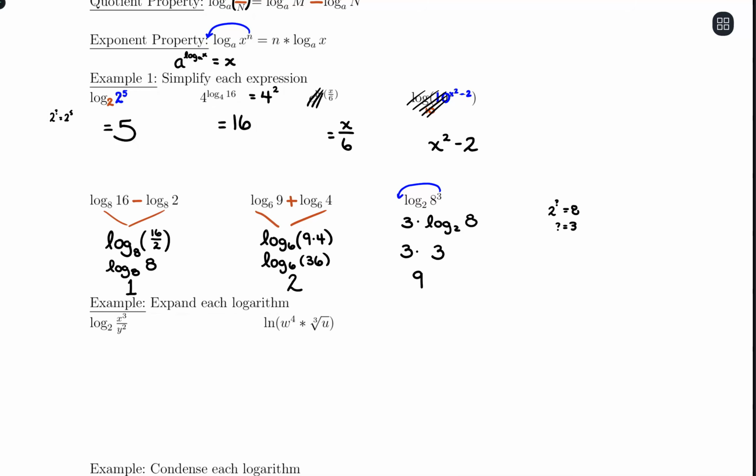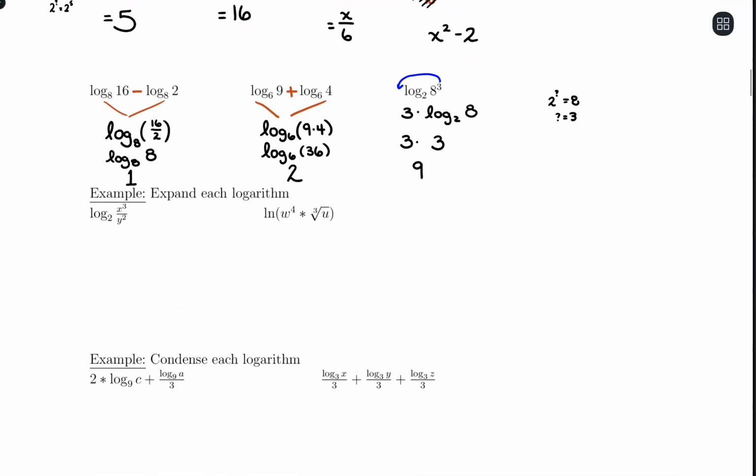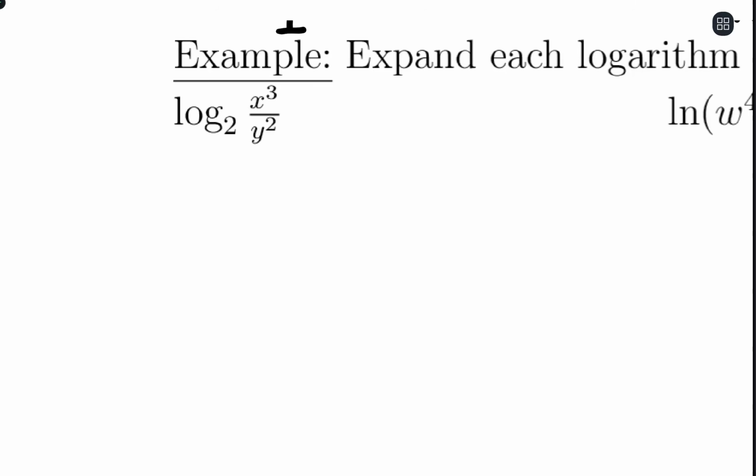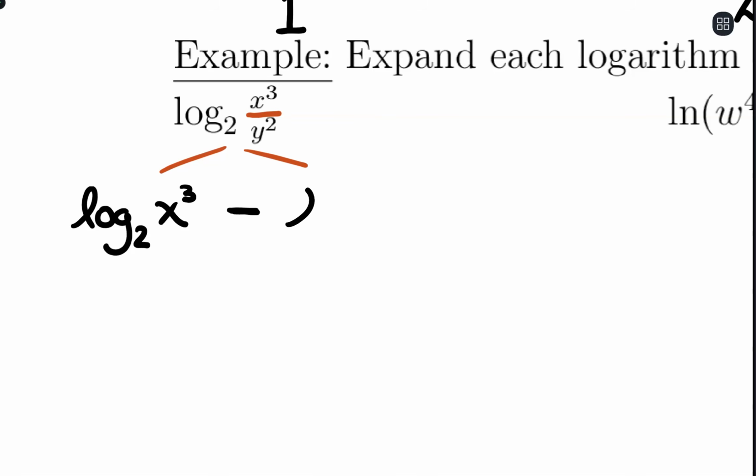Okay, so there's some ways of simplifying expressions. Now let's look at expanding expressions. So I have log base 2 of x cubed over y squared. So expanding, so we have a single logarithm with division in it. So what we can do is separate it out using subtraction. So all I'll do is take log base 2 of that numerator, x cubed, and then I'm going to go minus log base 2 of the denominator, y squared.